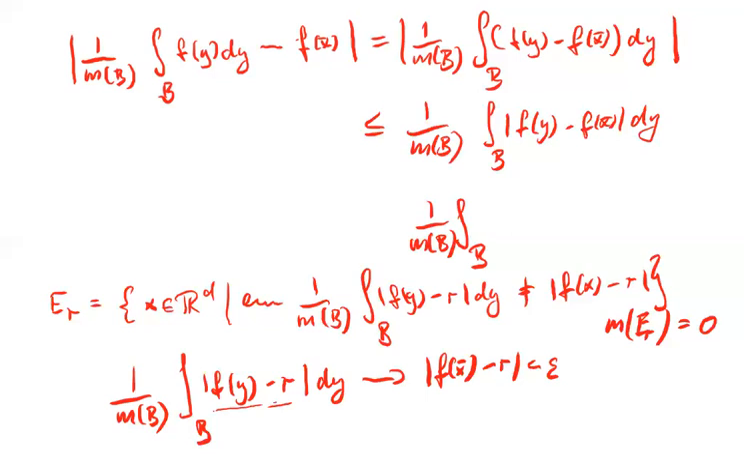is because if B has sufficiently small measure, then this one is close to f of x bar minus r by theorem 1.4. And since this is less than epsilon, then this should be less than epsilon over 2. And you make this less than epsilon over 2, then you can see that if the measure of B is sufficiently small.